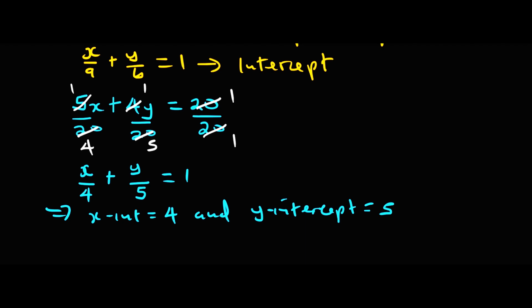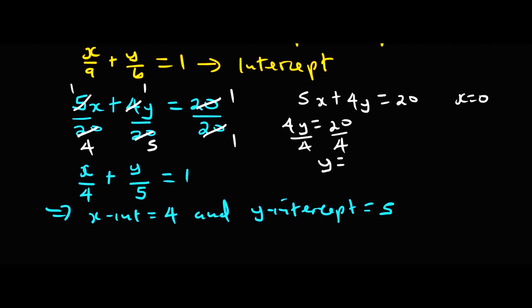The original equation was 5x plus 4y is equal to 20. If we are to do this manually, for us to get the y-intercept, we take x is equal to 0, so that wherever there is x, we put 0. So we're left with 4y is equal to 20. You divide both sides by 4, and you find that y is equal to 5. And as you can see, that is what we found for the y-intercept.